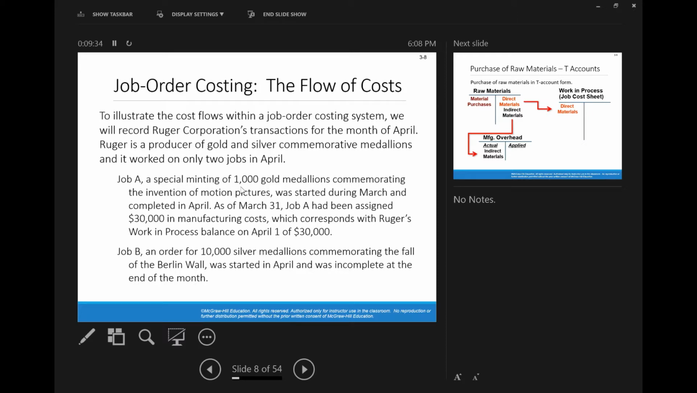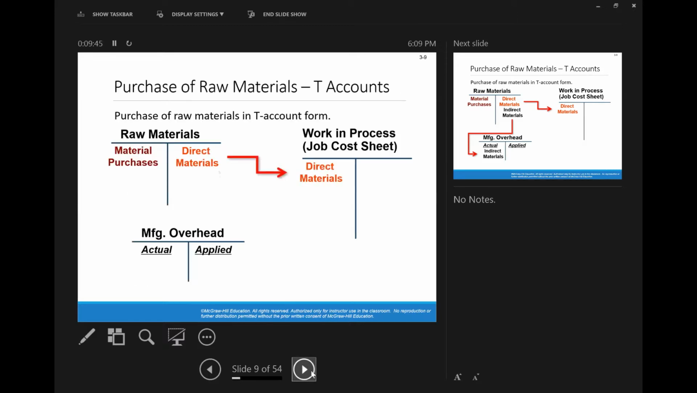So that's going to stay in work in process because it's not complete. So you're going to have those two things happening in work in process. You have multiple jobs in there. So let's walk through what it looks like when we go through the flow.